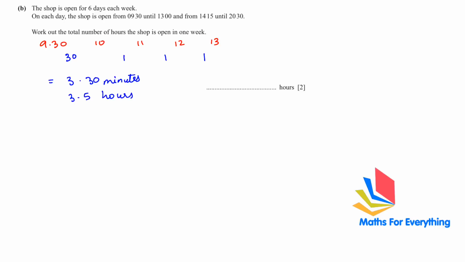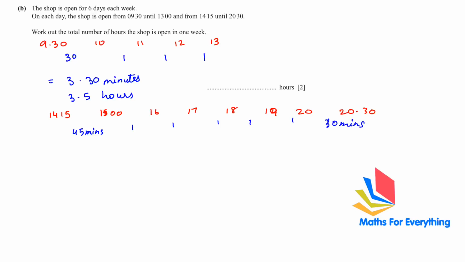And then from 14:15 to 20:30. So after 14:00 we are going to have 15:00, 16:00, 17, 18, 19, 20 and 20:30. So this is 45 minutes. If you add 45 minutes to 14:15, you will get 15:00. And 1 hour, and here this is 30 minutes.